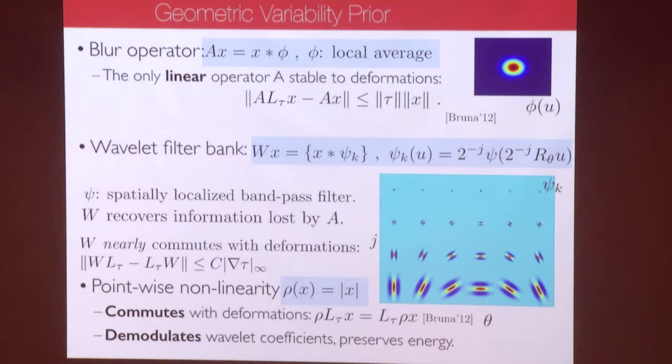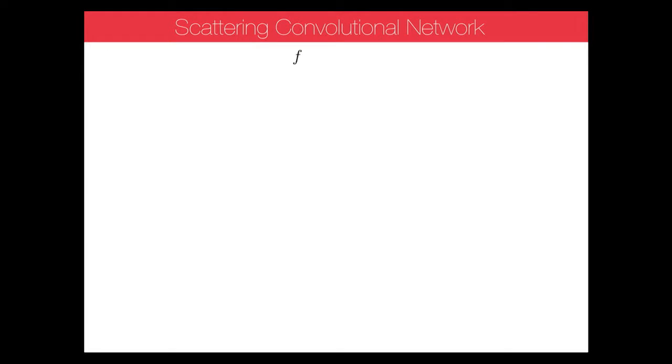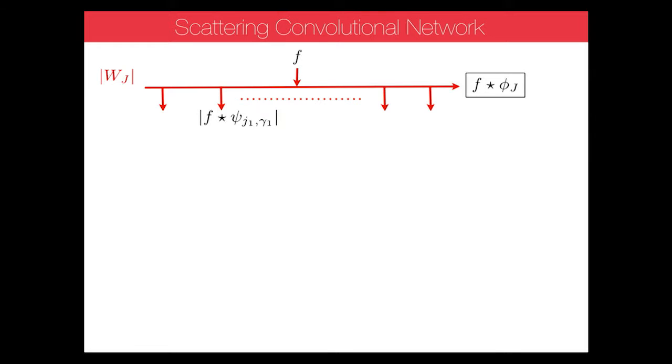Okay, so here what we can see is that we can apply a nonlinearity that is pointwise, okay? And in particular, if we apply the complex modulus, we preserve the energy, and we can see that it commutes with respect to this geometric noise. Okay, and so now, with these three ingredients, we can define a very simple but quite powerful convolutional neural network.